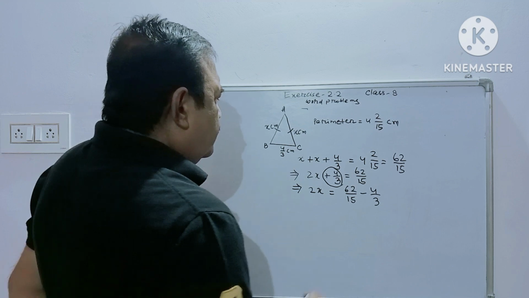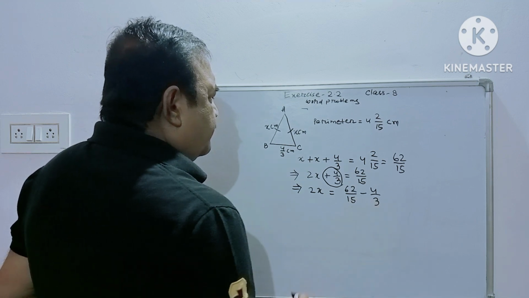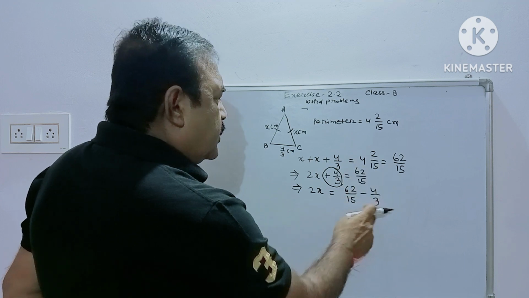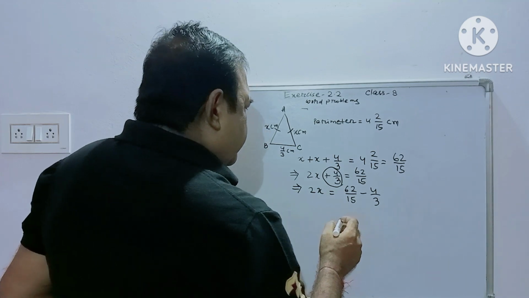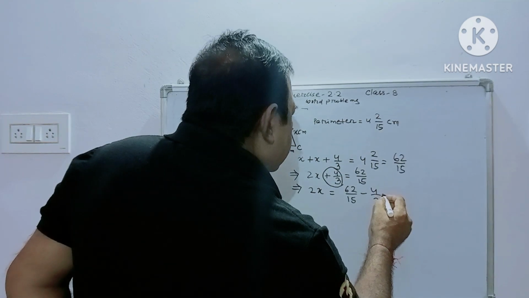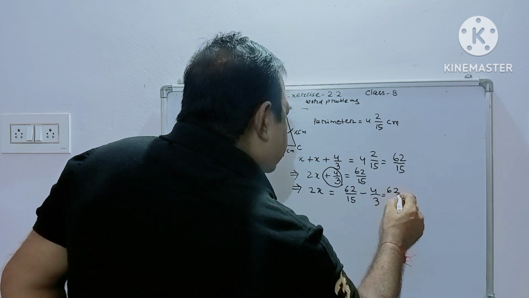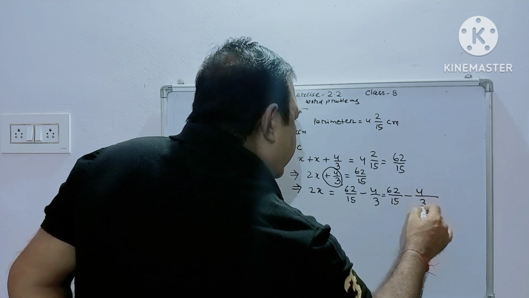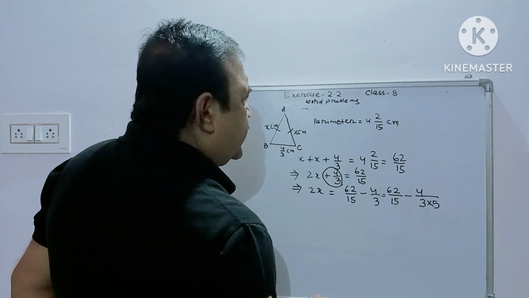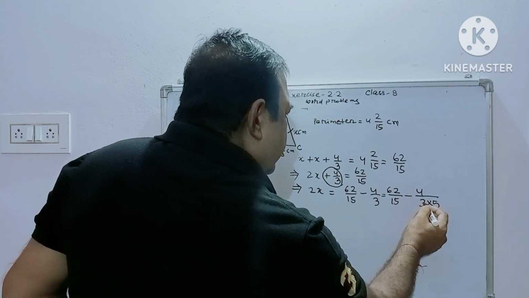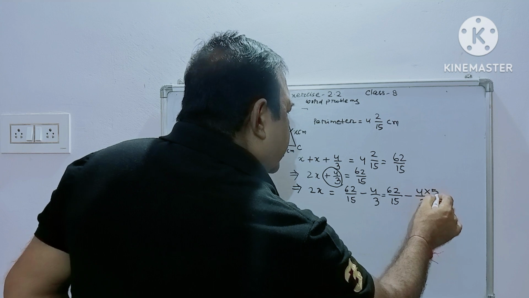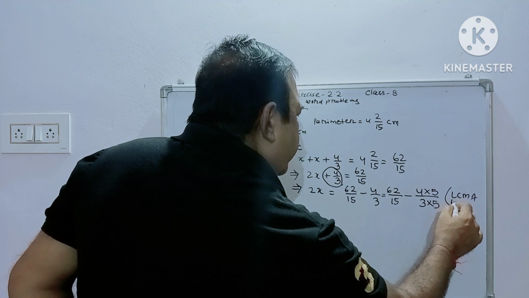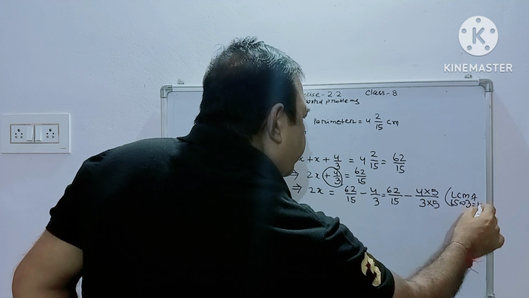So you see, here it is 15, here it is 3. And we have to make the denominator same, so take the LCM. So 15 is the multiple of 3, so 15 is the LCM of 15 and 3. So you may write here, 62 upon 15 minus 4 upon 3. You multiply 5 by the denominator and also by the numerator. LCM of 15 and 3 is equal to 15.